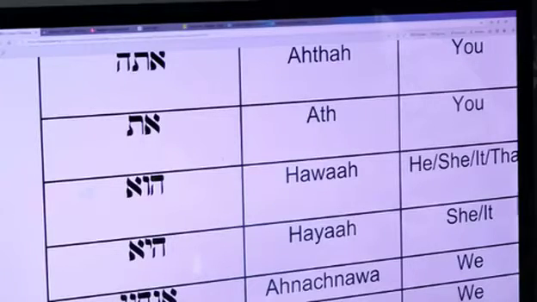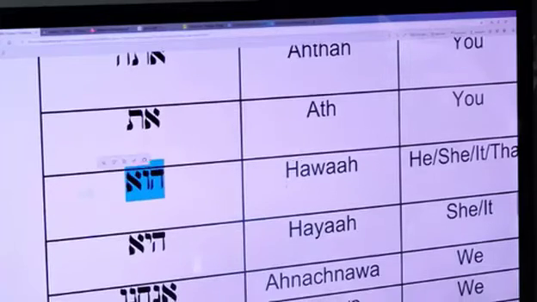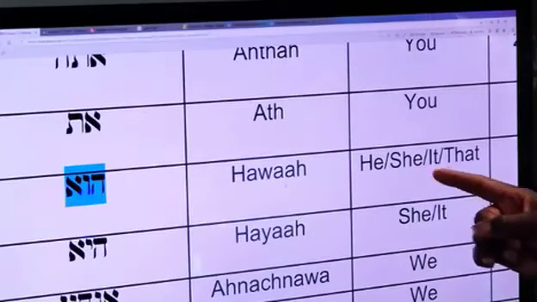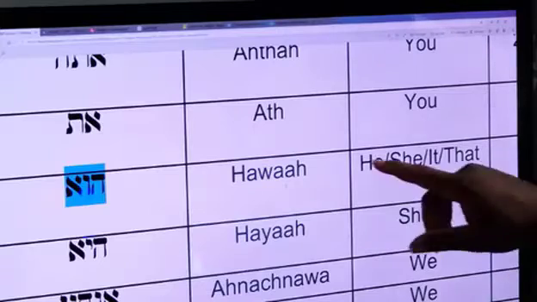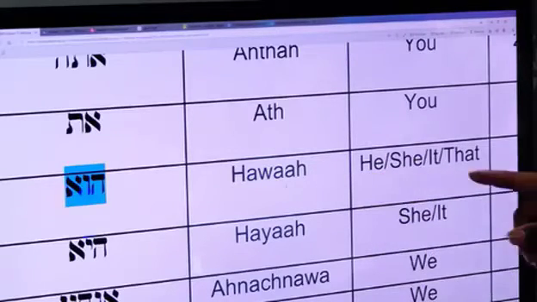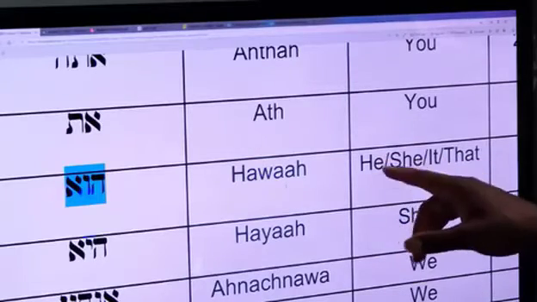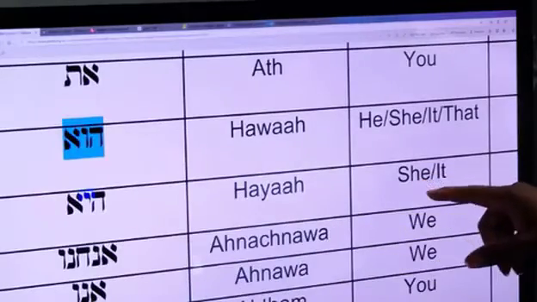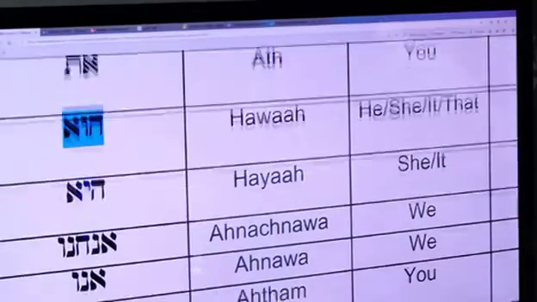All right, so we have ah, which means you, feminine. We have hawa, which means he. You notice we also have she, it, or that. In some cases it can be translated as she, but the primary translation of hawa will be he. It can also be translated as it as well as that. You have haya'a, which is she. This can also be translated as it.